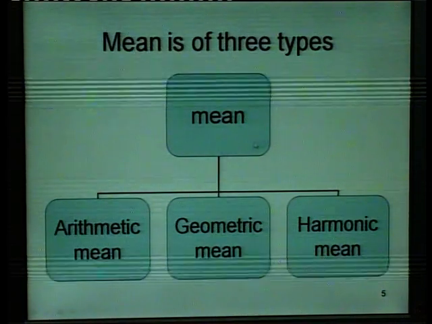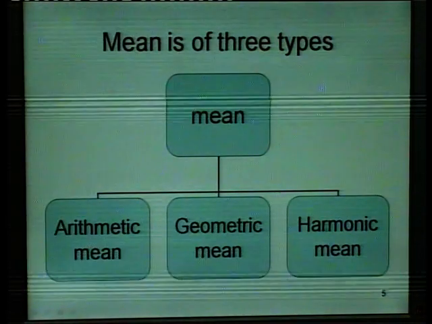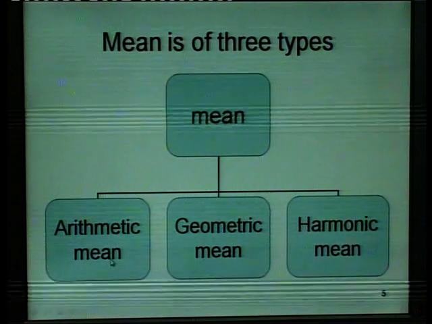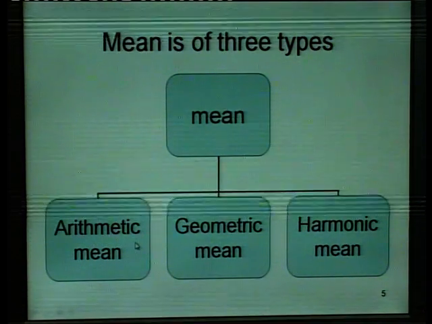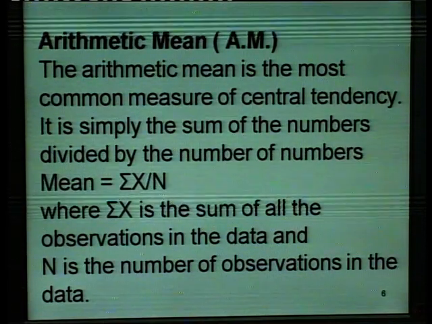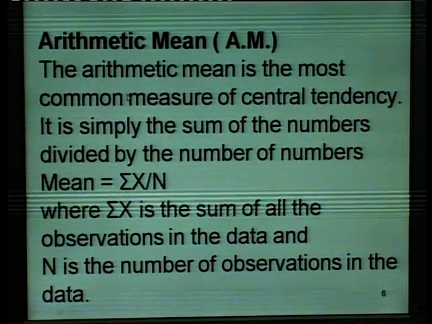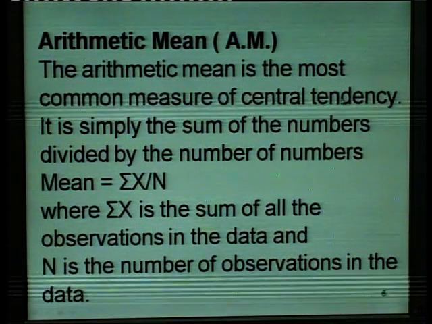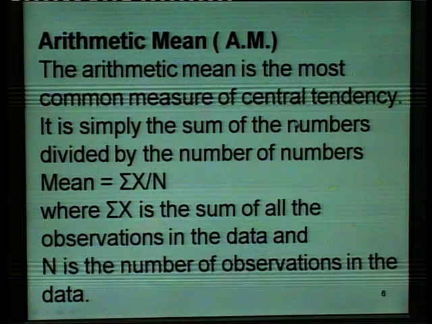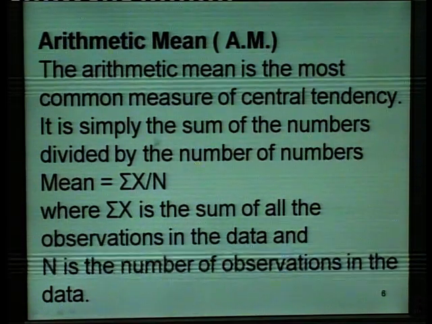Now, mean is further of three types. One is arithmetic mean, second is geometric mean, third is harmonic mean. In this lecture, we will study only arithmetic mean. Now, arithmetic mean, we call it AM, that is the short form of arithmetic mean. Arithmetic mean is the most common measure of central tendency. We have learned that there are three ways of measuring central tendency: mean, median and mode, but arithmetic mean is the most common measure.